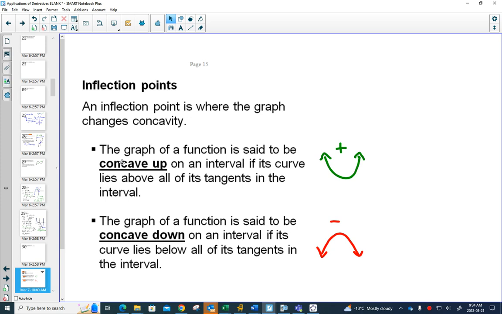Now, if something is concave up, and we drew a bunch of tangents on there, can you see that wherever you draw those tangents, the curve is above those tangents? The tangents are always going to be below the curve. That's what happens when something is curved concave up. Vice versa, if you took a whole bunch of points on a concave down and drew tangents, the tangents would always be above the curve. The curve would always be underneath its tangents.